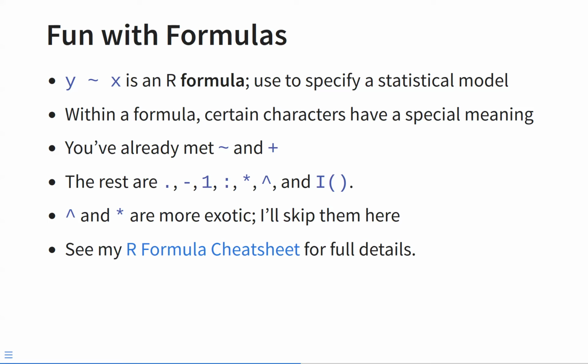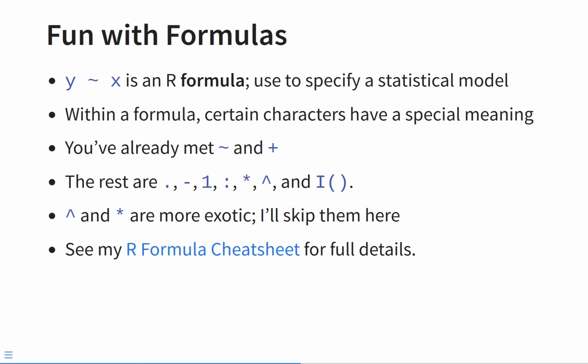So we've already seen y tilde x. That's in our formula. It's used to specify a statistical model, not just in linear regression, but as we'll see later on, logistic regression and lots of other places. But within a formula, certain characters have a special meaning. We've already seen tilde and plus. Plus does not mean addition inside of a formula. It means I'm going to separate one right-hand side predictor from another. And plus is just a way of indicating, hey, the thing to the left and the right of this are different variables.